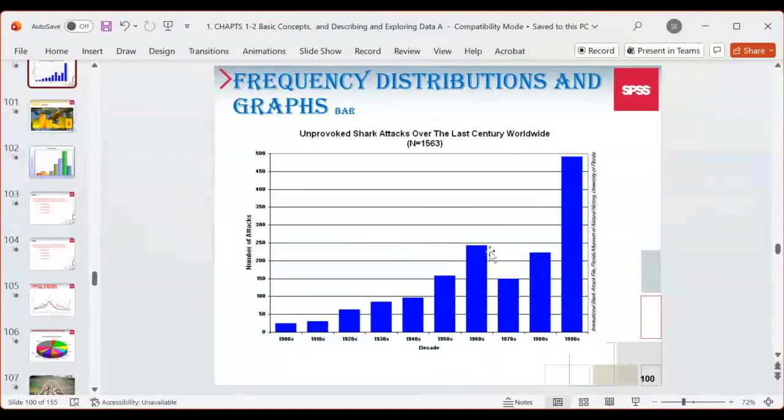So as you can see, this one here, it's a bar graph, of course, because there are a bunch of bars. This here deals with frequency distribution and graphs. So there are different types of graphs or charts.